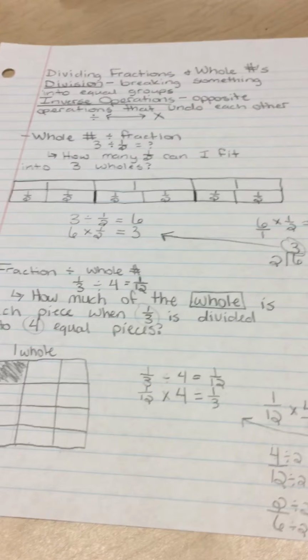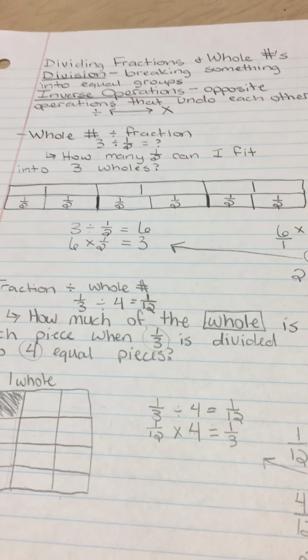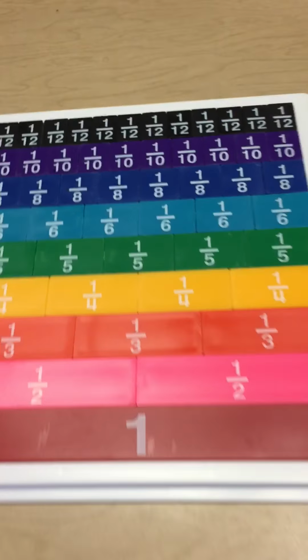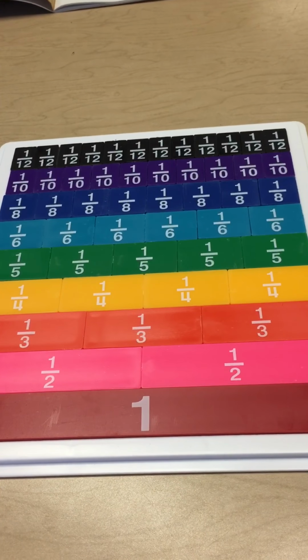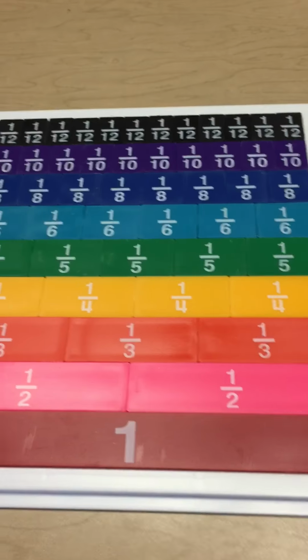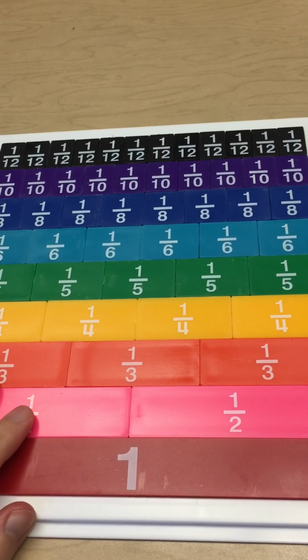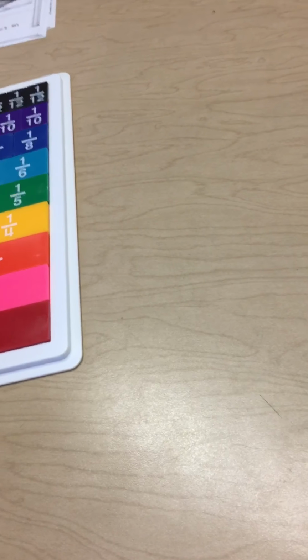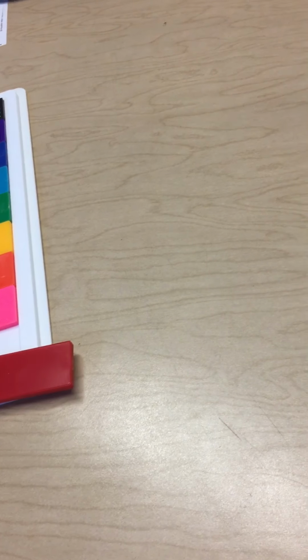Okay, now that we have our notes done, I want us to kind of pause and practice. Take out your fraction strips, and I like to keep them in the tray while I'm not using them so that they don't get all over the place, because they like to go everywhere and get lost. So please keep your numbers in your tray unless you're using them. And for this example, you're going to need your 1 whole. So go ahead and grab your 1 whole.